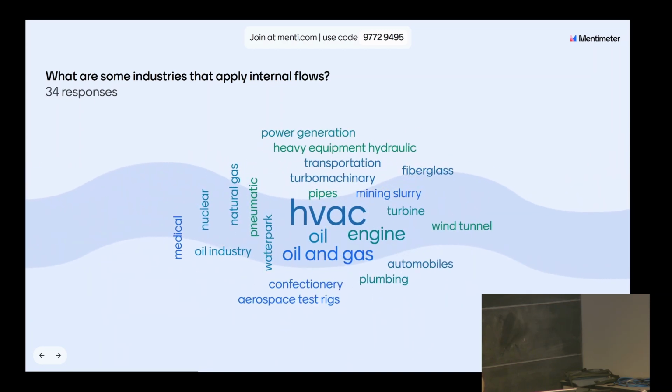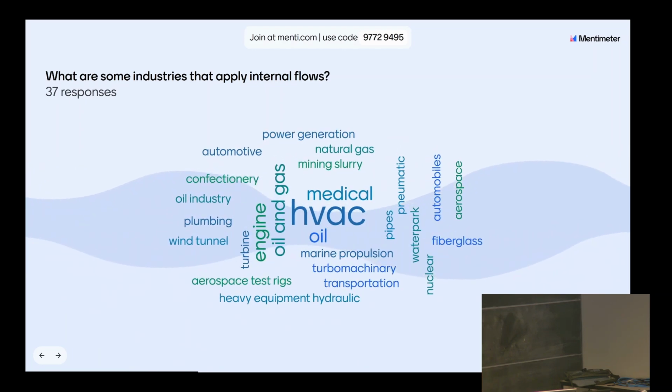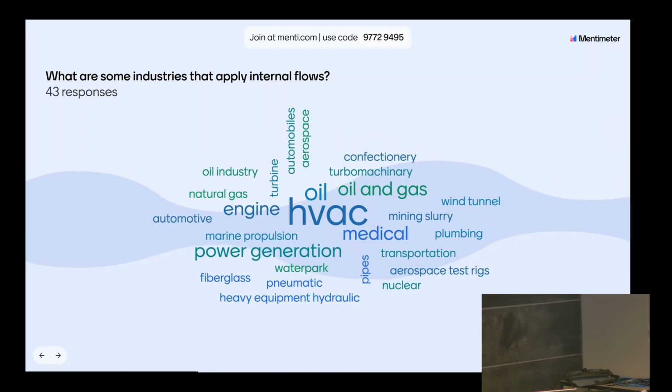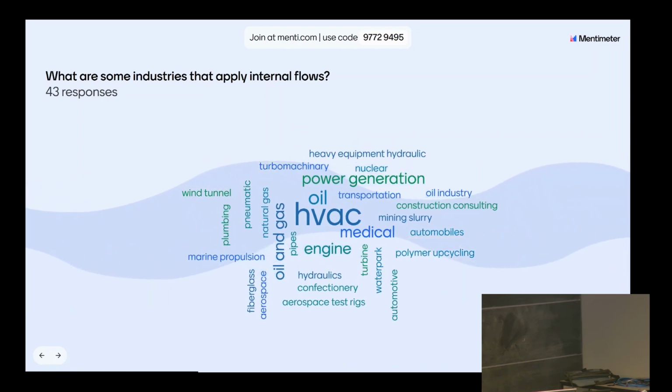On that topic of water parks, a pool isn't considered an internal flow because it has a free surface. An internal flow is stricter in that it's bound on all sides by a wall. That affects the analysis we do.